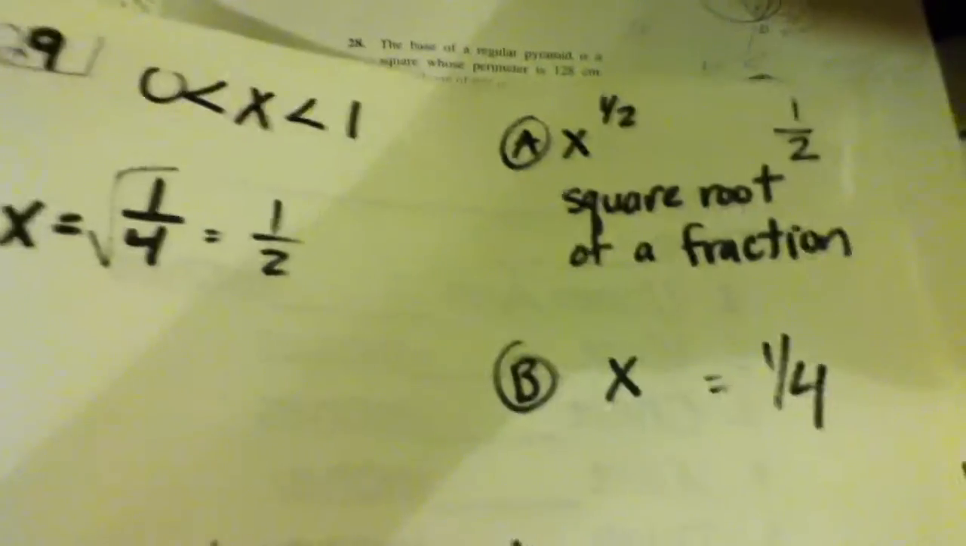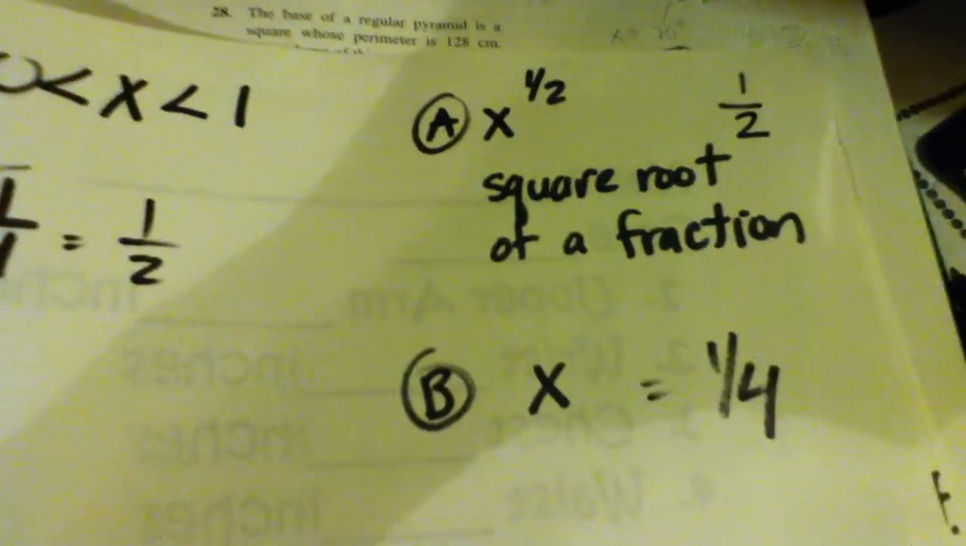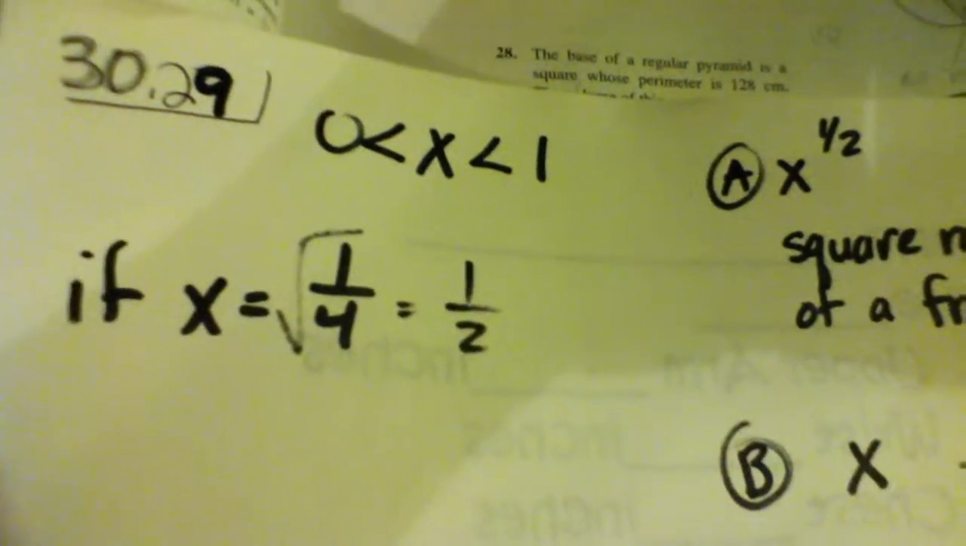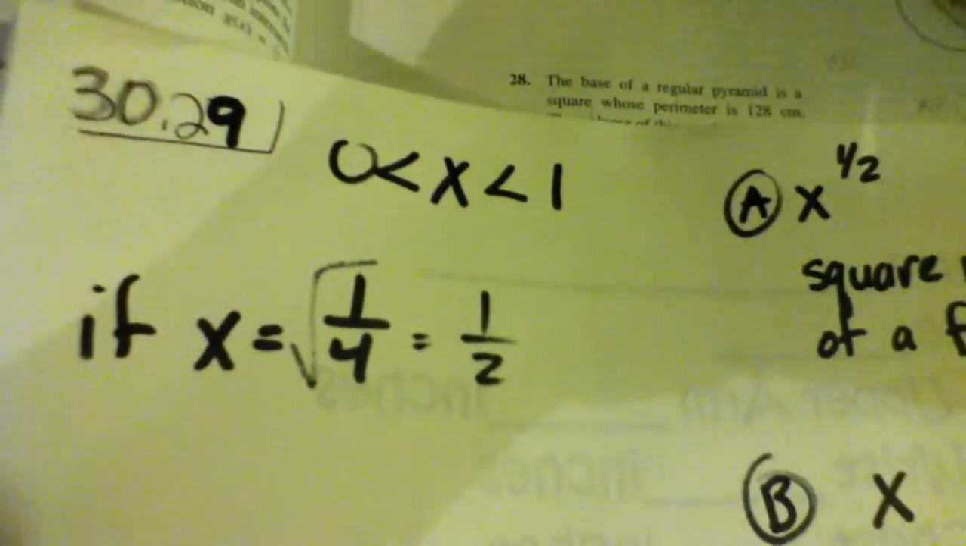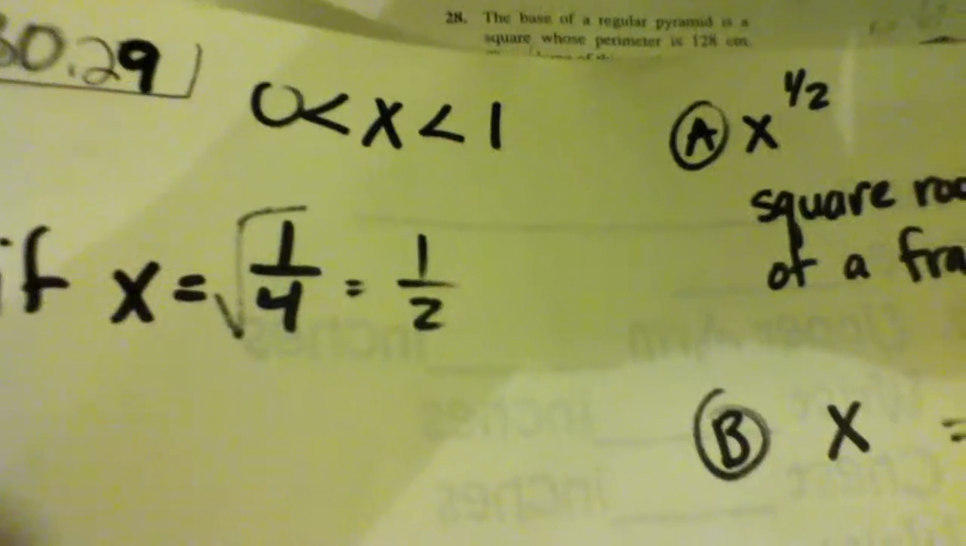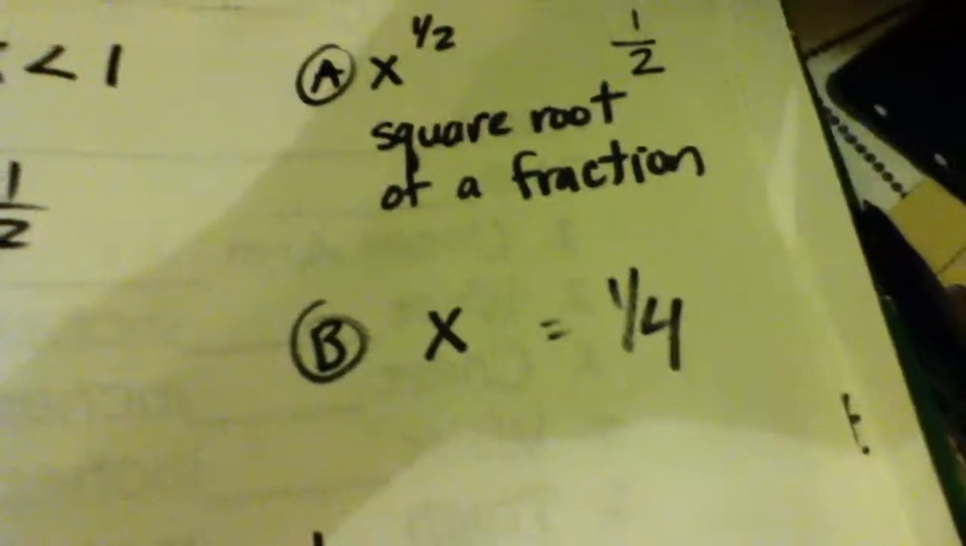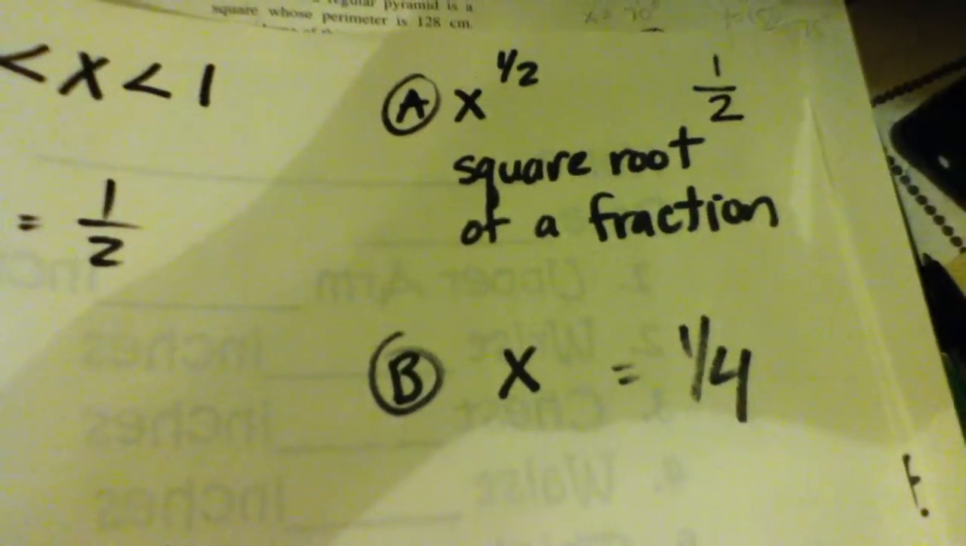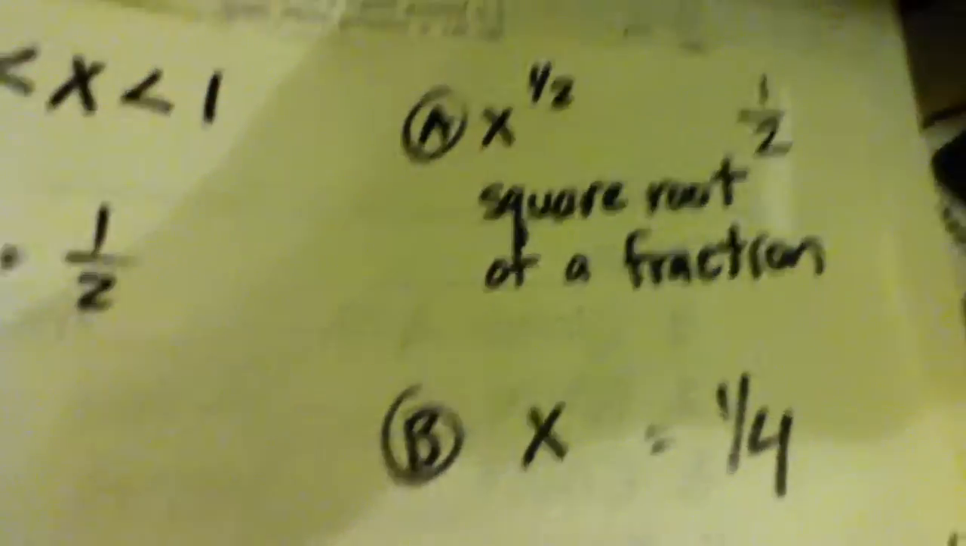So I know it's kind of confusing, but I mean, you could do it with any number. It didn't have to be a fourth. But if you take a fraction and take its square root, the square root's actually going to be a larger number than the original fraction. So what's the answer? The answer is actually A. So the answer is A.